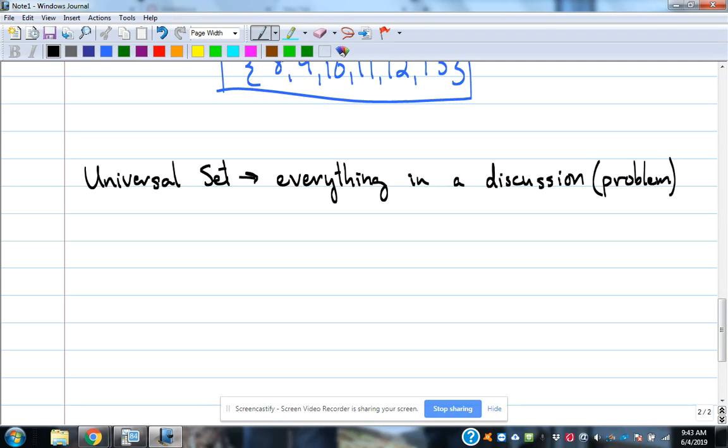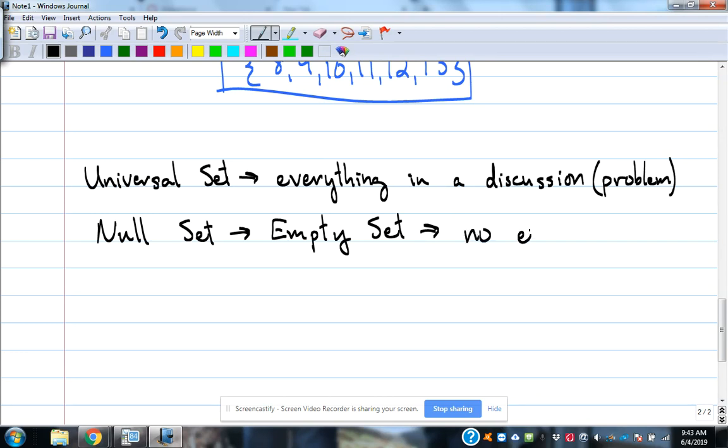So the universal set is going to be the big picture. Okay, that's the way I always think about the universal set. There's another thing called a null set, N-U-L-L set. It is also sometimes called the empty set. So those are synonyms. The empty set would imply that it's empty. It has nothing in it, right? So it's an empty set, no elements.